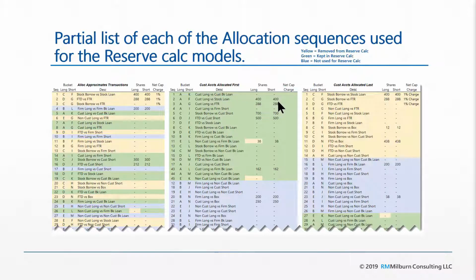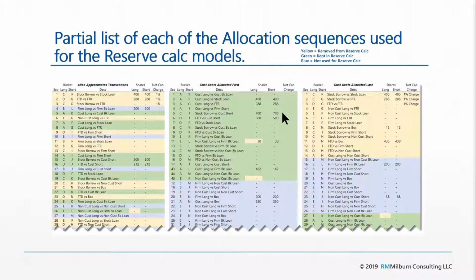Truly, we only had 400 shares, and that's what it went for. This one's kind of interesting, customer long versus fail to receive. There is 288, and we only had 250 customer long versus fail to receives. The other 38 came from the non-customer long versus fail to receives. And that's going to be kind of interesting when we go a little bit further down.